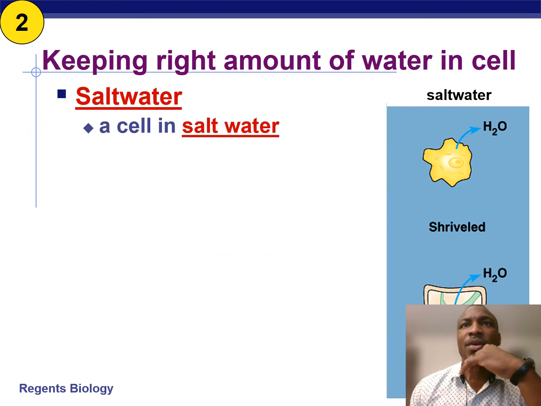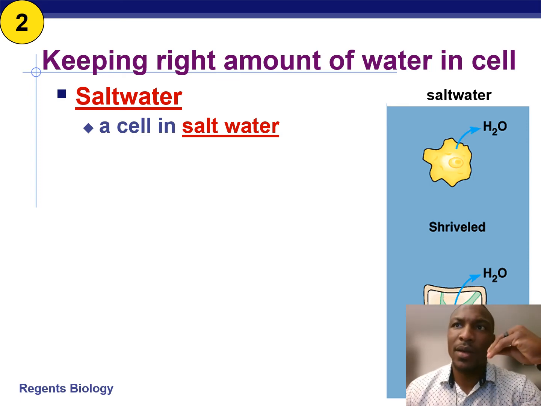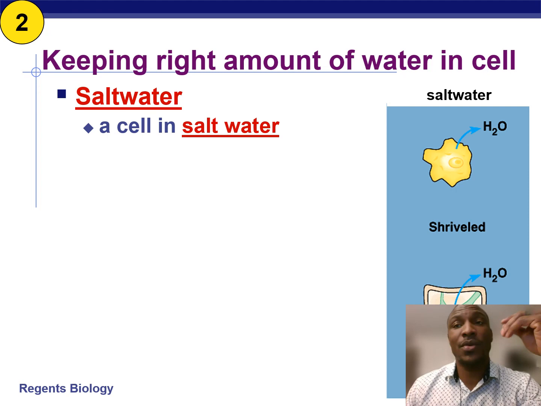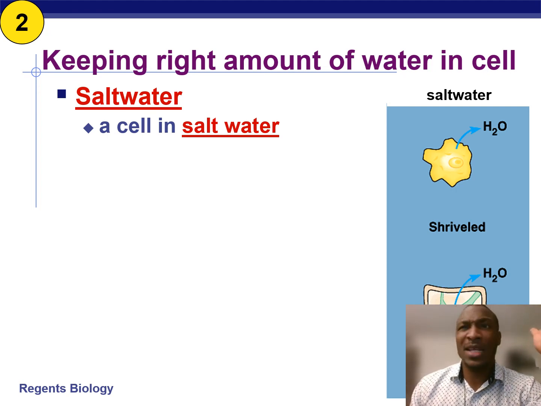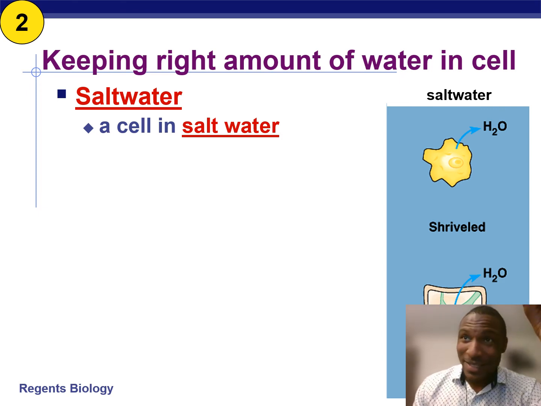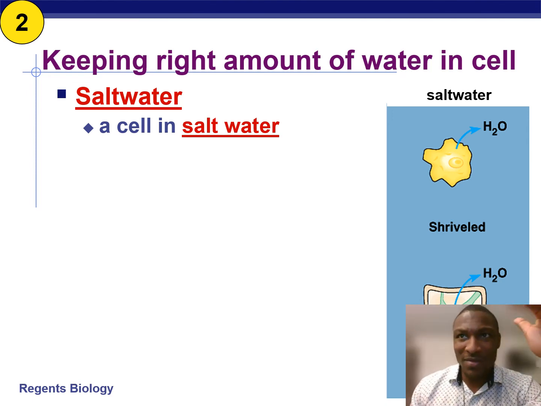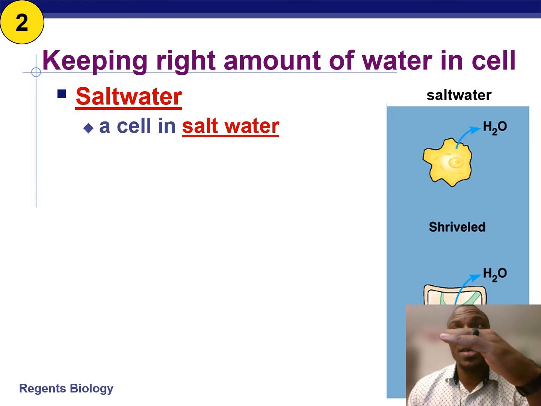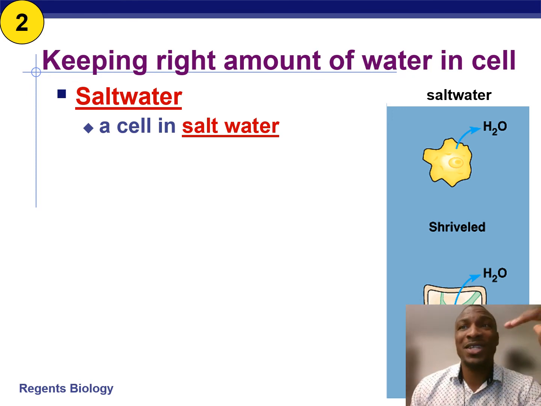So salt water. A cell in salt water is going to shrink. The salt water might be 50% water, and inside the cell might be 75% water. Sorry, I'm saying it backwards. 75% water inside the cell, 50% water outside the cell. Well, 75 is bigger than 50. The water is going to move out of the cell into the salt water, because you have a higher percentage of water inside the cell, and so the cell is going to get smaller.